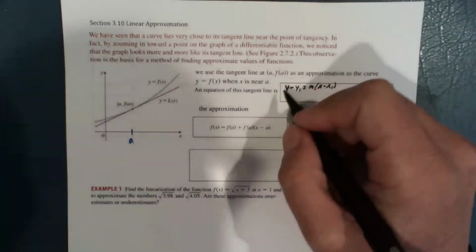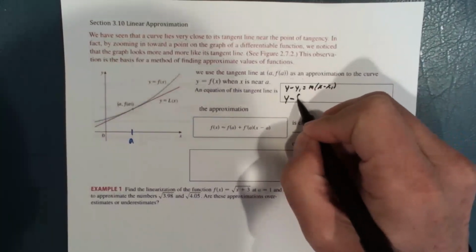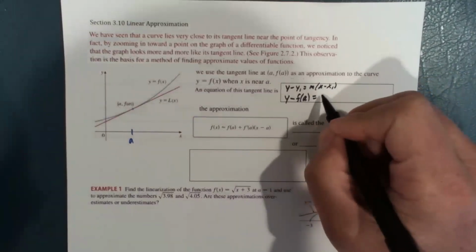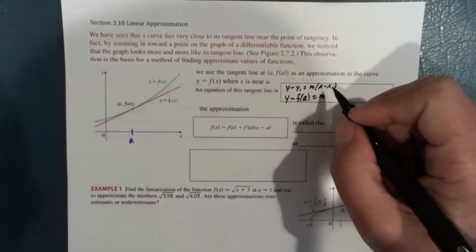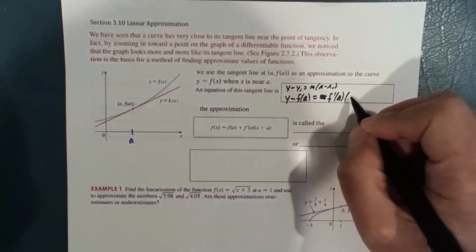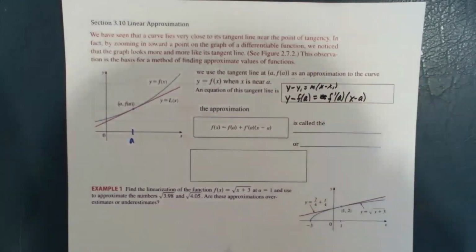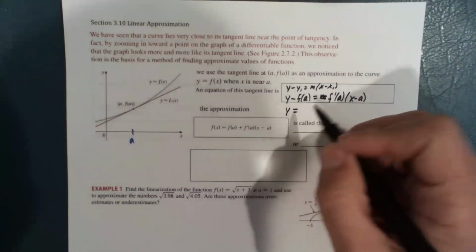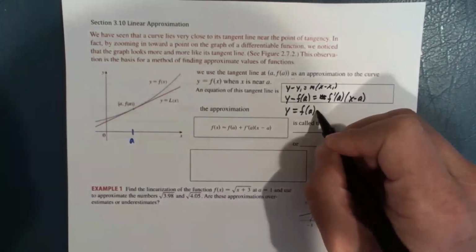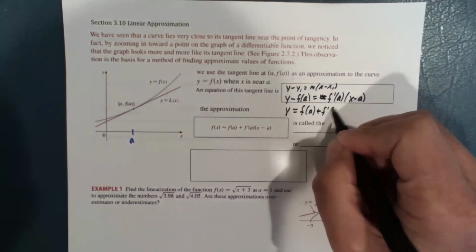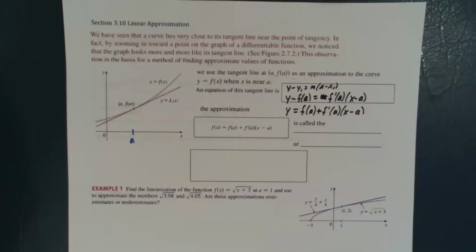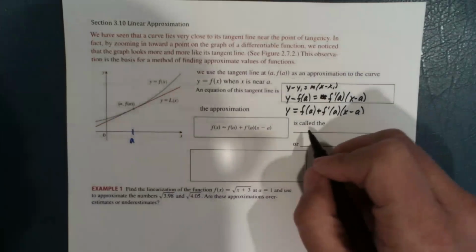And this can be rewritten as y minus f of a, again, a being our x value of choice, equals m, which is f prime of a, times x minus a. And this is the whole idea. When I solve for y, I'm going to end up with f of a plus f prime of a times x minus a. And that is going to be what's called our linear approximation.